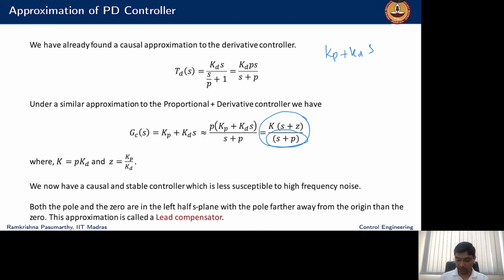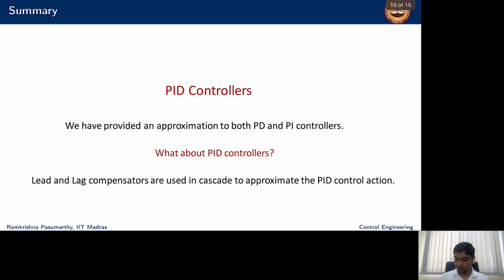Now we have a controller which is causal, which is stable, and which is less susceptible to high frequency noise. Both the pole and zero are in the left half plane, with the pole further away from the origin than the zero. Such an approximation will be called a lead compensator. To summarize, we have provided approximations to both PD and PI controllers in the form of lead and lag compensators respectively. What about PID? I can just use the lead and lag in cascade to approximate a PID control action.